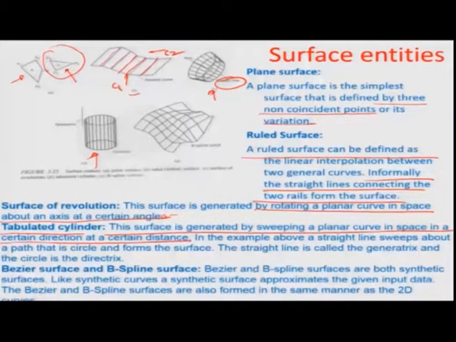For example, a straight line sweeps in a rotational manner about a path which is circular in nature with a center. Typically the straight line would be called the generatrix, and the circle would be called the directrix, which makes the straight line move along the circle, thus formulating a surface.